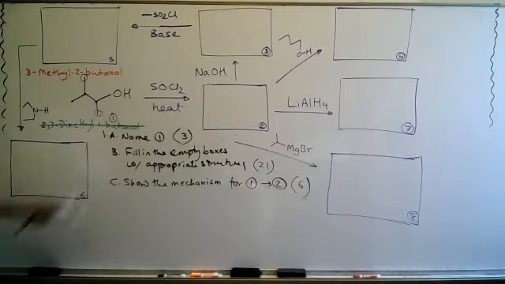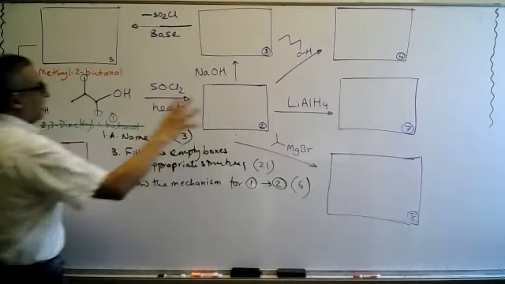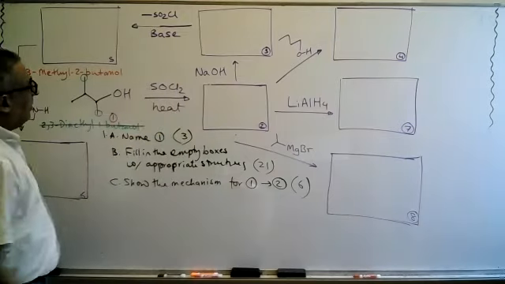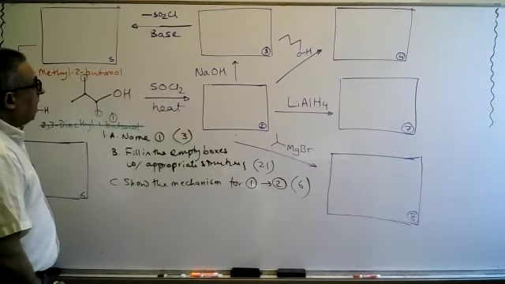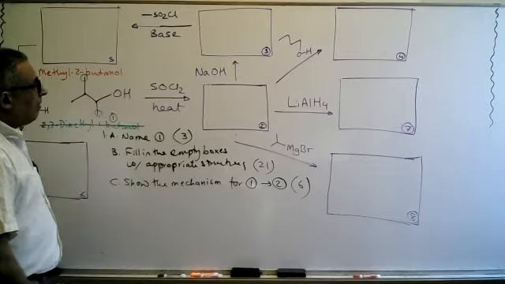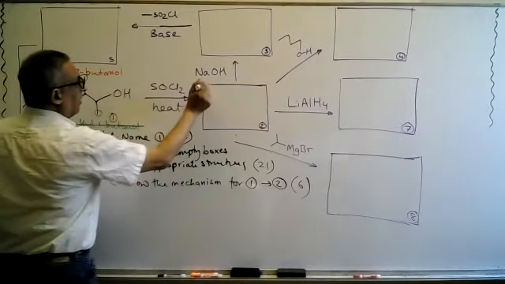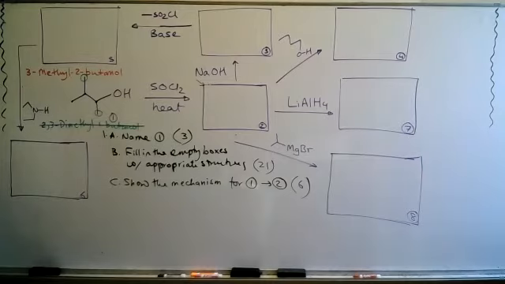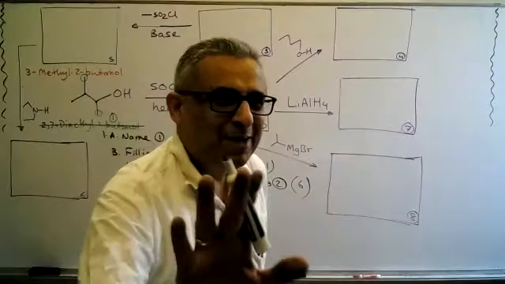Okay, let's go one at a time. What does this molecule 2 look like? Can somebody help me write it? This guy. What does it look like? Anybody? Where the OH would be, it would be the SOCl2. It would just be a Cl. That's okay. Never mind.